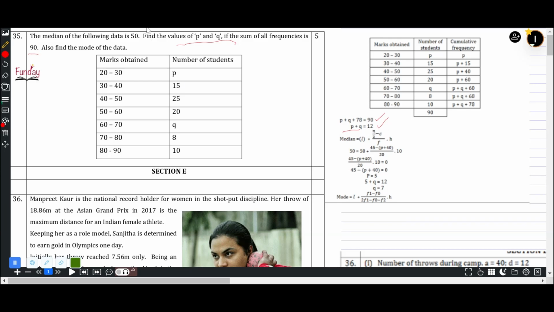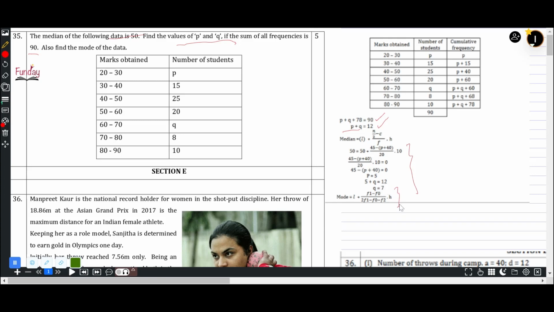What is given here is the median. So the median is 50 and the median formula is L plus (n by 2 minus C over F) into H. So I've used that formula and put the values there, and that's how we arrive at P is equal to 5 from this equation. And if P is equal to 5, then P plus Q is equal to 12, so Q is equal to 7.